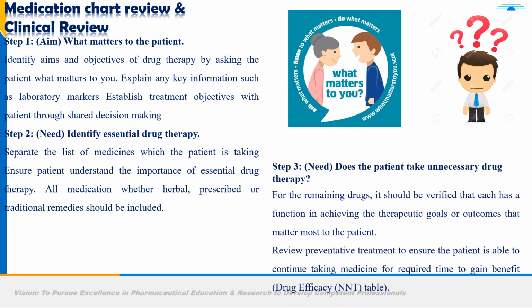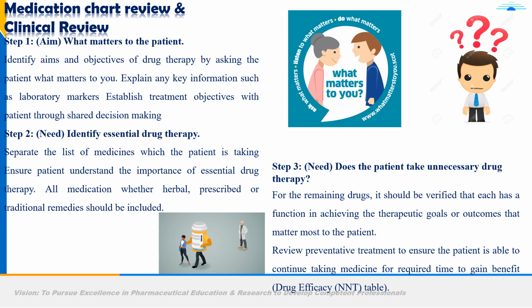In step number 3, again it is about need, where we need to understand whether the patient is taking unnecessary drug therapy or not. To understand unnecessary drug therapy, they prepare a drug efficacy plan or table for the patient. In assessing the drug therapy for the patient, they check the patient's remaining drugs. It should be verified that each has a function in achieving the therapeutic goal and the outcome that matters to the patient.